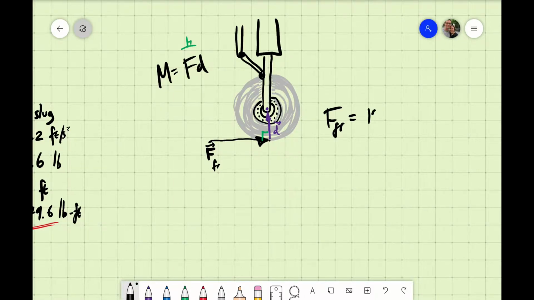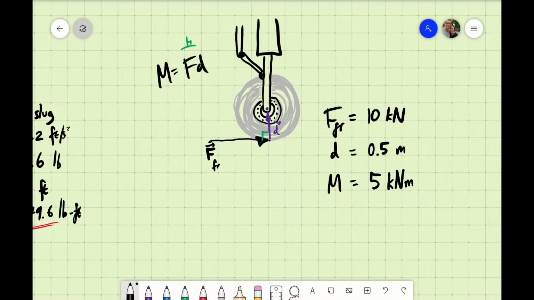is like 10 kilonewtons, like a massive bang. Maybe that distance is not very much. An airline wheel is not always huge, depends how big the plane is. So our moment is that force times that distance. 10 times 0.5 is 5 kilonewton meters. Okay, or if you prefer, 5,000 Newton meters.